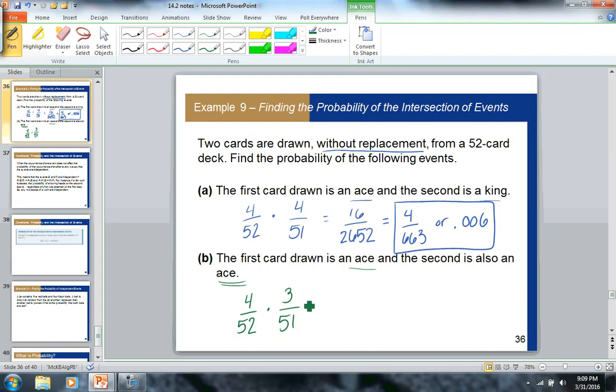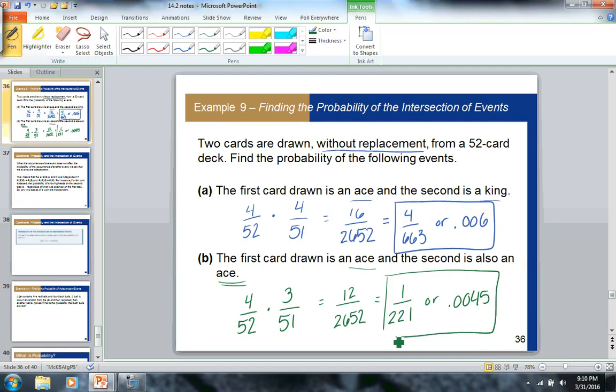Here we'll still multiply across. We'll get 12 over the 2,652. And then we can reduce that to 1 out of 221. Or if you want to write it as a decimal, 0.0045. So an even smaller chance of that happening than if you draw an ace and a king.